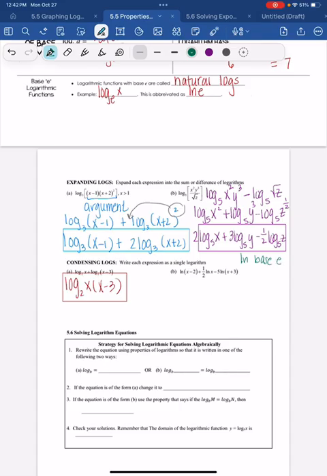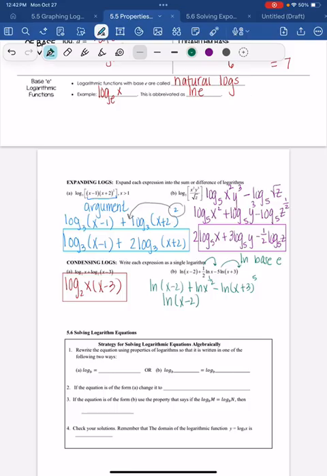Okay, so when you add logs, first thing you should get used to doing is bringing the coefficients up and making them exponents. So this is going to become the ln of x minus 2 plus the ln of x to the 1/2. And I'm going to leave it as subtraction for right now, and I'm just going to bring up the 5. Okay, so now I have the ln of x minus 2.